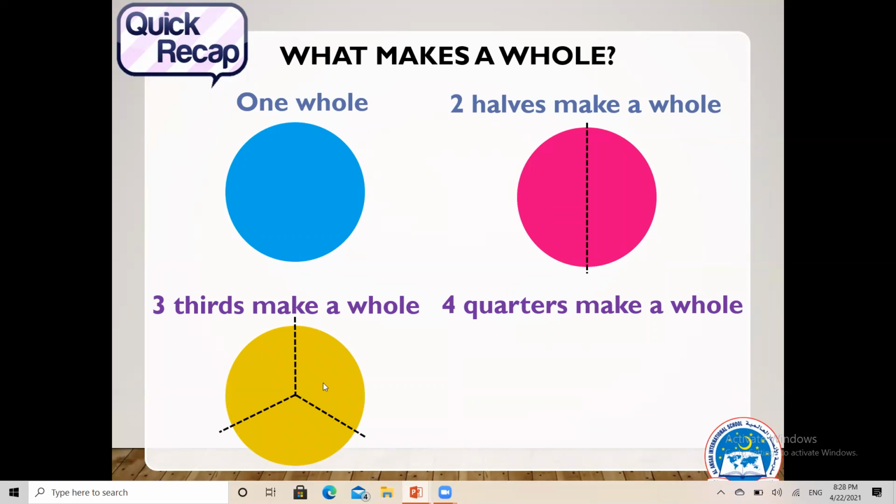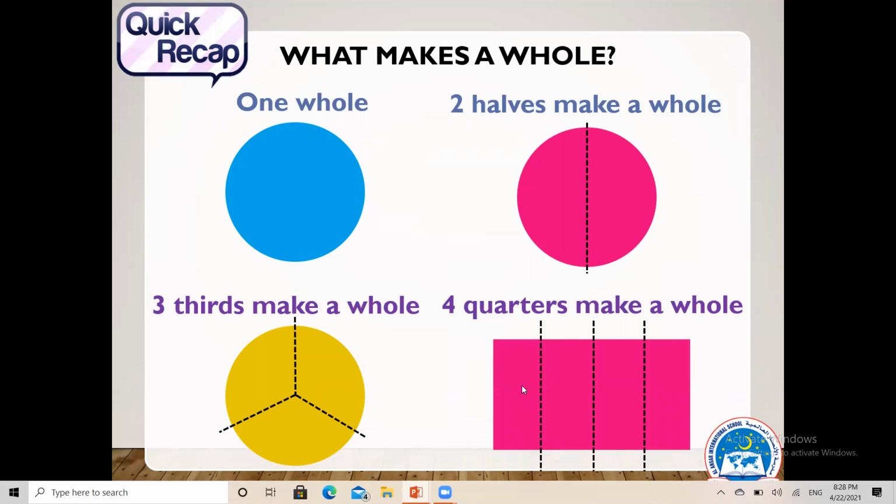Look at the circle again. I cut it into three equal parts. So I cut it into thirds, right? How many? 1, 2, 3. 3/3 make a whole when we put together.